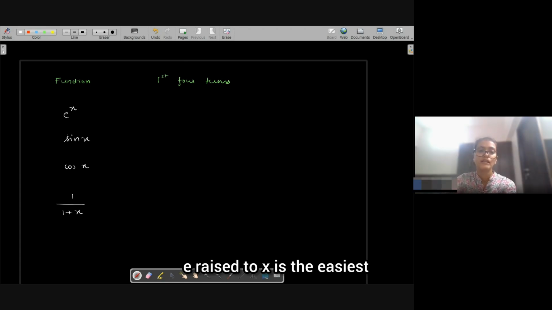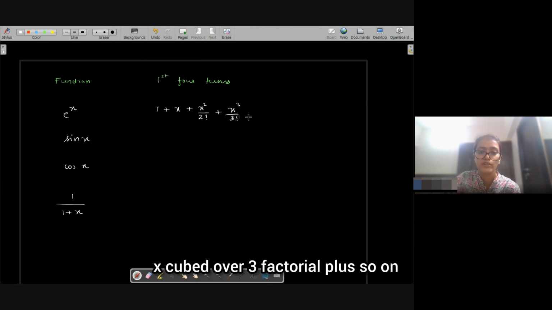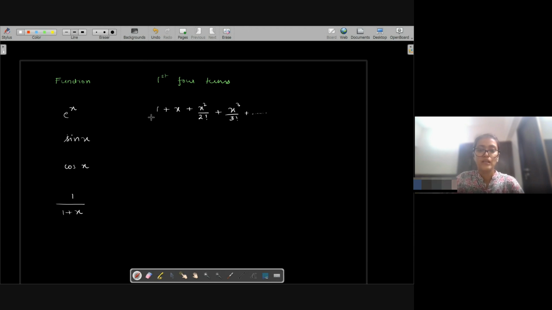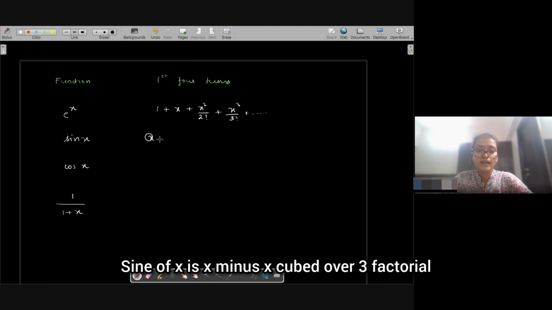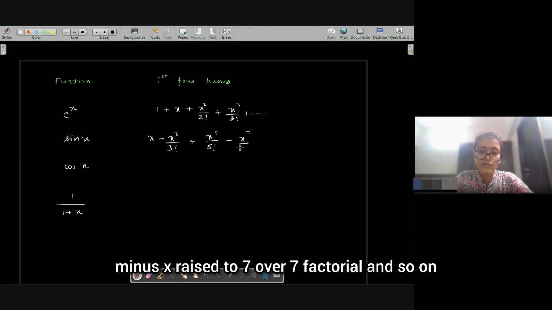e raised to x is the easiest. It is 1 plus x square over 2 factorial plus x cube over 3 factorial plus so on. Sine of x is x minus x cube over 3 factorial plus x raised to 5 over 5 factorial minus x raised to 7 over 7 factorial and so on.